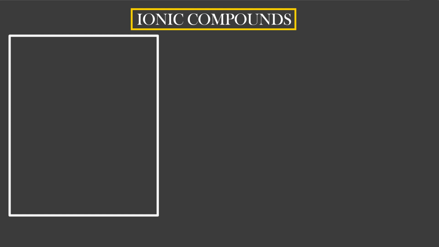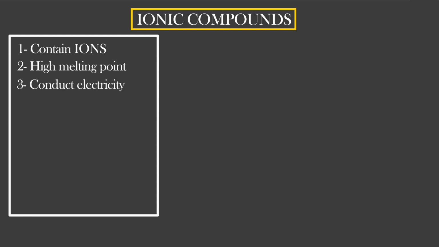In this lesson, we're going to learn ionic compounds. Ionic compounds are basically compounds that contain ions. Ions are charged forms of atoms. Substances that contain ions are usually characterized by some properties, like very high melting points and conducting electricity under certain conditions. They are usually formed between metals and nonmetals.